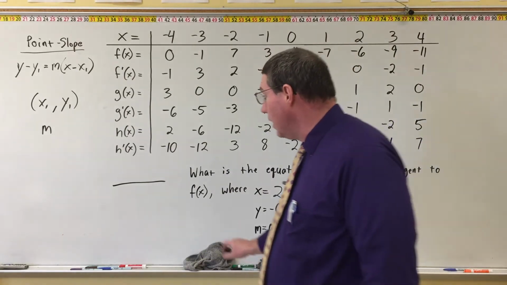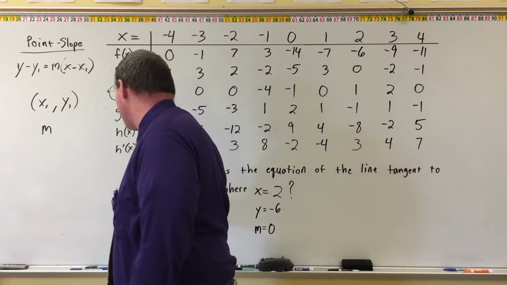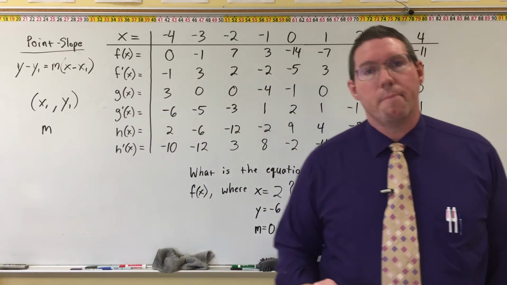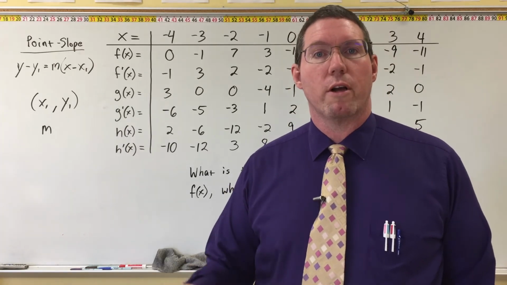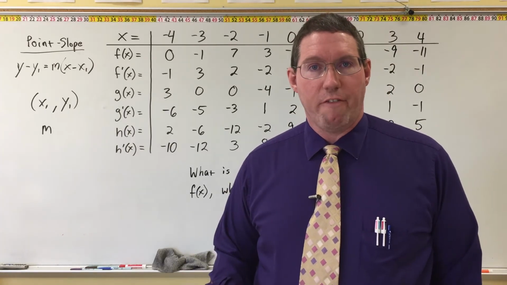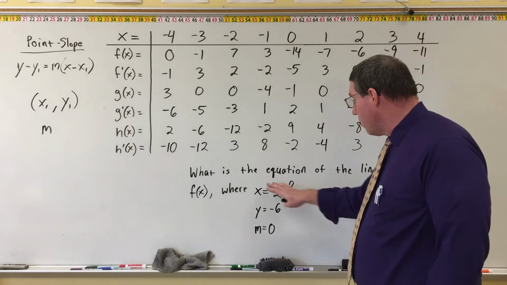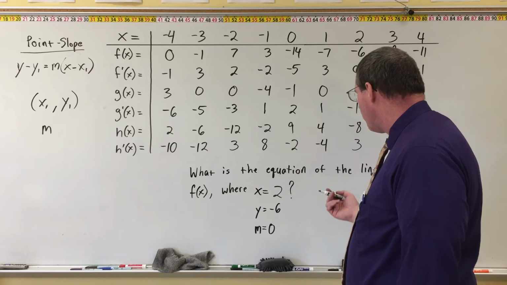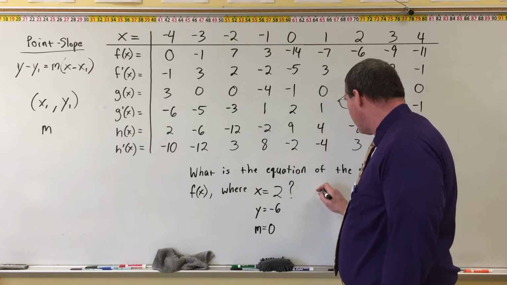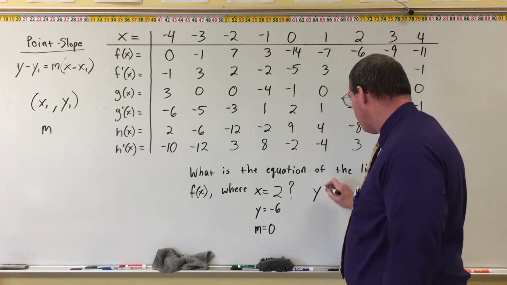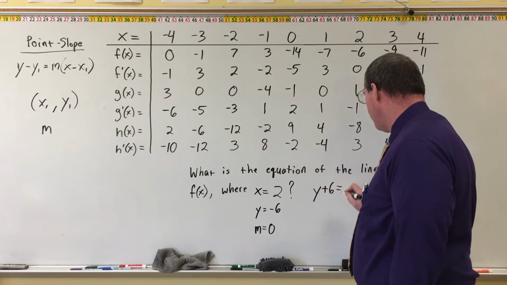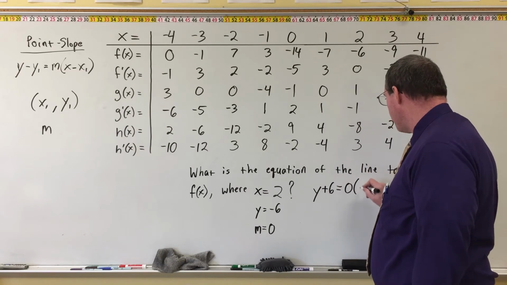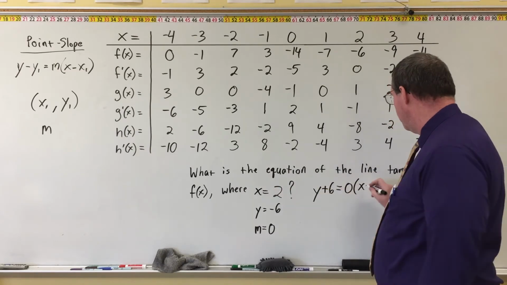Okay? Horizontal tangents are very important in the study of calculus, because horizontal tangent lines indicate an important place called a critical value on a function. And so what this has revealed to us is a horizontal tangent line. So let's go ahead and write out the equation. We know that it's going to be y minus negative 6, which would be y plus 6, is equal to the slope 0 times x minus 2, right?